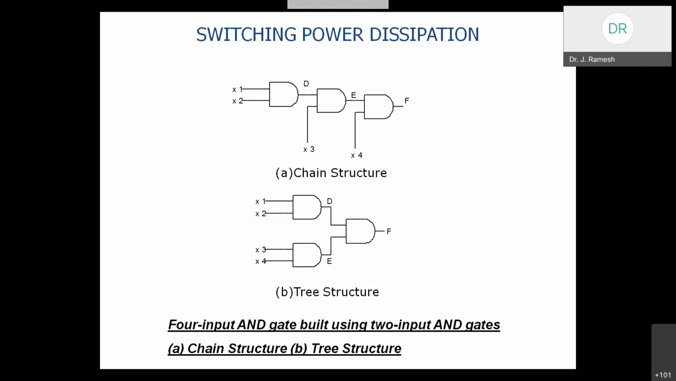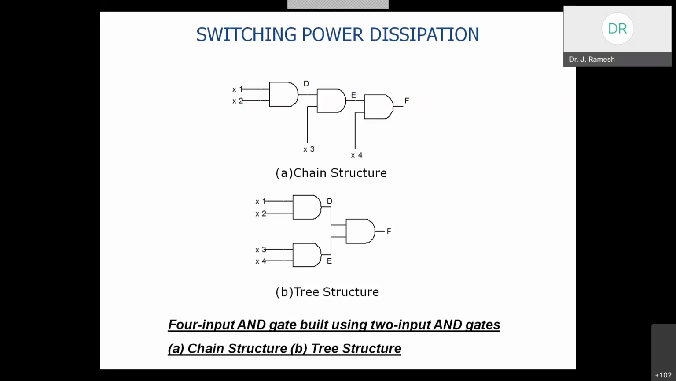For the tree structure, we already know that for D, it is simply 3 by 16. And similarly for E also, the switching activity factor will be 3 by 16. And for F, again all the 4 inputs need to be considered. It will be 15 by 256. So that means for the chain structure and the tree structure, the point D will have the same switching activity. And for F also, it will be the same.